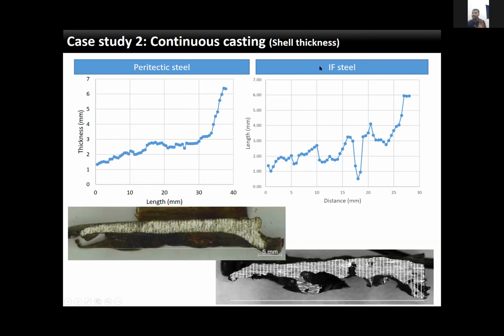In case of IF steel, there was a problem. It was not cast properly. You can see from the figure itself, the thickness is not proper. So let us see how this will reflect in my heat flux, to evaluate the performance of the heat.